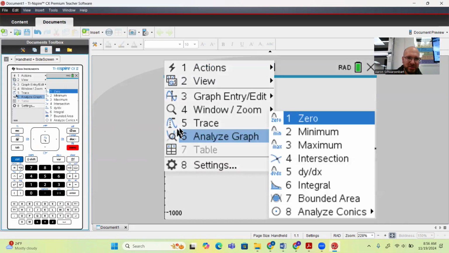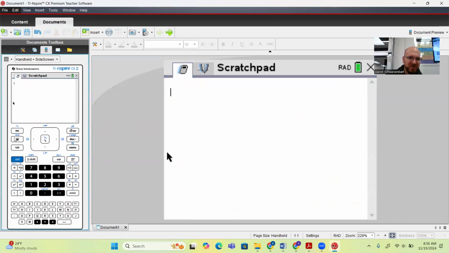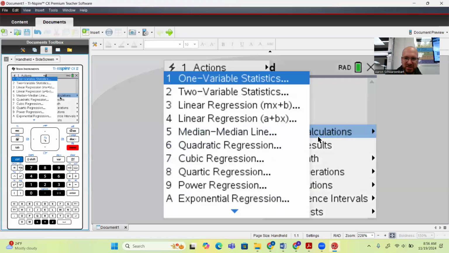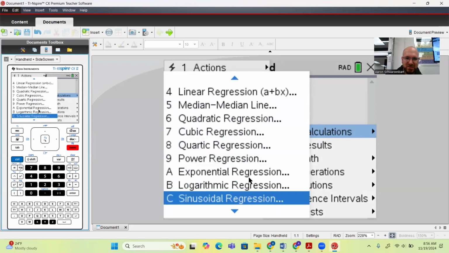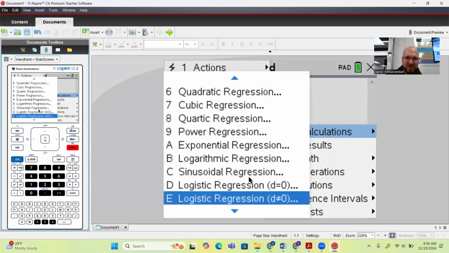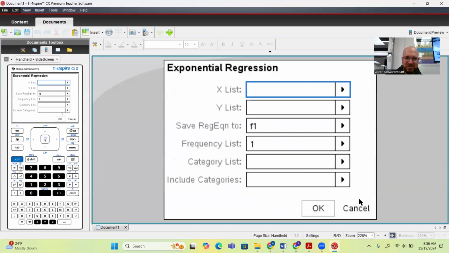Menu. Oh, wait, it's not going to be here. You'd have to enter your data. Show. It does just have exponential.